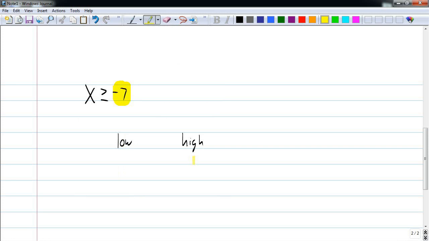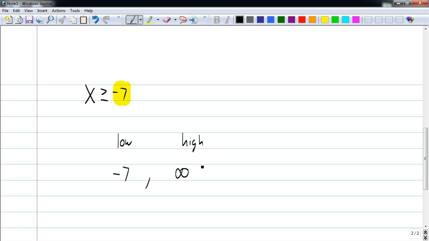If x is greater than or equal to -7, is -7 as small as x could be or as large as x could be? It's as low as x can be. Okay? What's the largest number x could be? And the answer is there isn't one. This isn't saying how large x can get. It's only saying how small x can get.